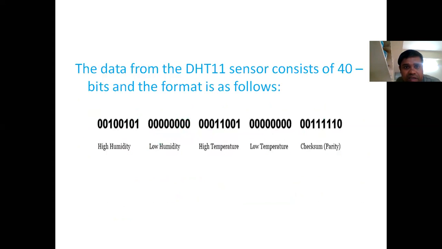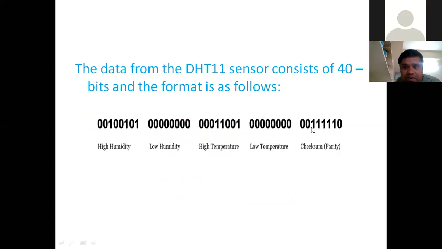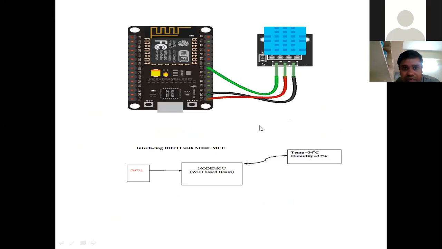Okay. This is the DHT11 sensor output. Actually, it contains 40 bits of data. Suppose the temperature is 38.25: the integer part, 38, goes to the high byte and the decimal fraction goes to the low byte. That is the main difference here.